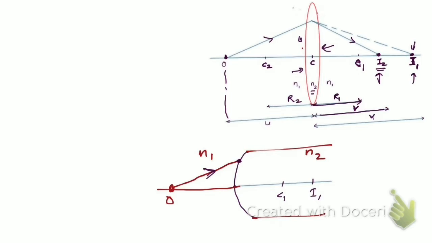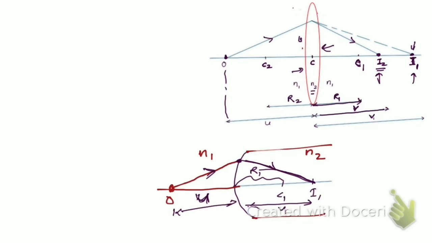Just wait, let me clean this, give me a second. So here you see, this ray intersects the principal axis at I1, where the image is formed due to this intersection, and here this is u, the object distance, and the image distance here is v1. This is the image distance, and this is the radius of curvature R1.